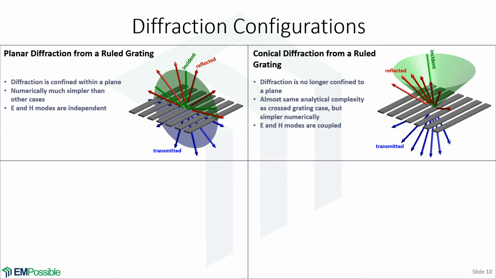Now we could have our wave incident at any angle. This is called conical diffraction. We still have a ruled grating, but if we allow that incoming wave to come in at an angle, suddenly our diffraction orders don't fall on a plane anymore. Instead they follow some kind of arc, and they're no longer in a plane. That's the important thing. Numerically, this is a lot more complex. Maxwell's equations don't separate into the two different modes, so it's a much more complicated thing to analyze.